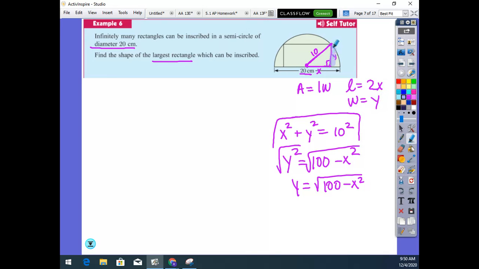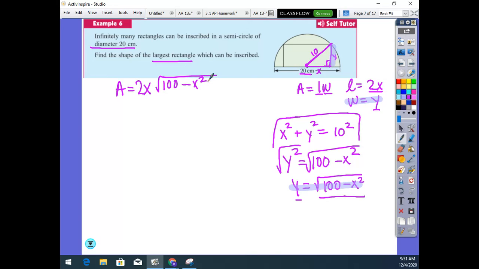So in this case, because my width is y, and y equals the square root of 100 minus x squared, I can now do my area formula. My length is 2x times my width. I can't use y, but y equals the square root of 100 minus x squared.